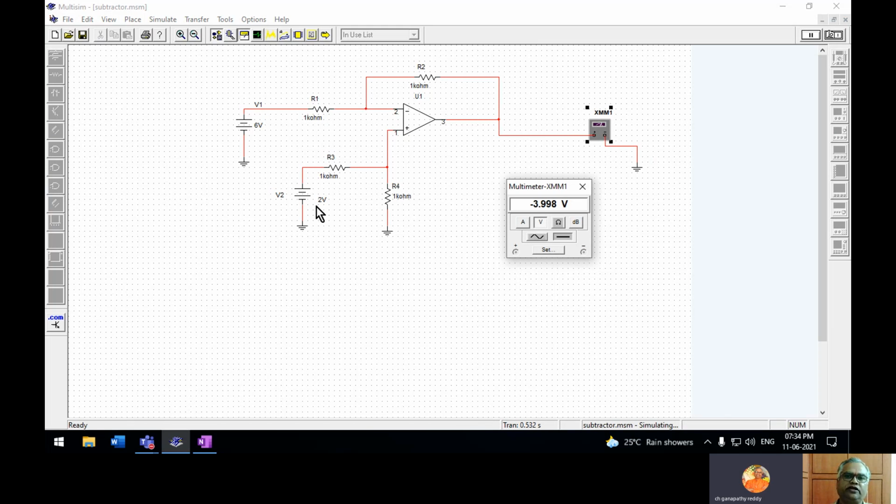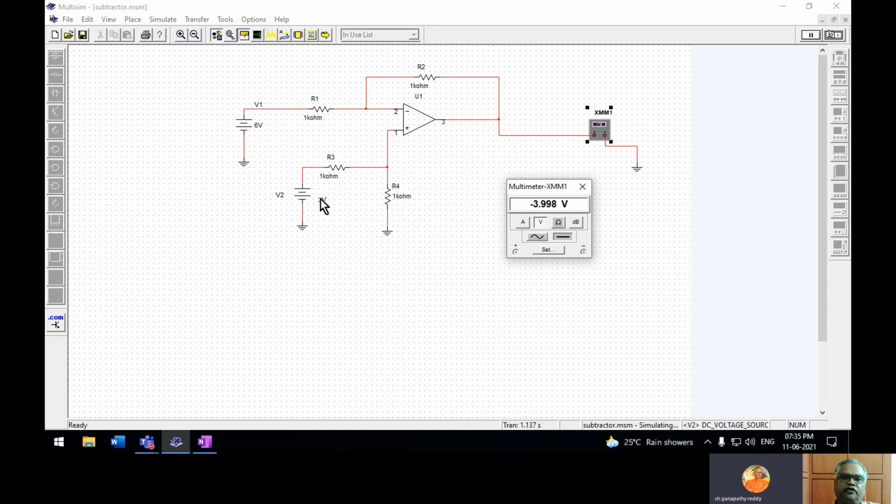Just see, 6 minus 2 is 4. 6 minus 2 is 4, and minus 3.998 is minus 4, because minus of (V1 minus V2). So the expected answer is practical. A minor difference is there. That is because of the tolerance of the resistors and other problems.